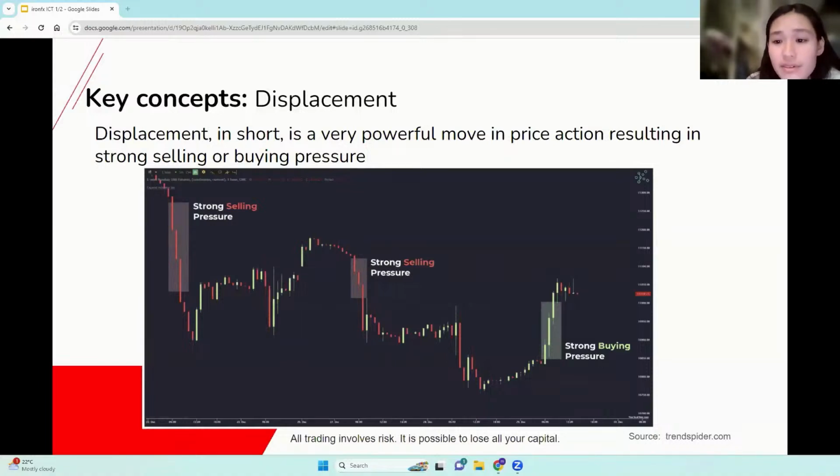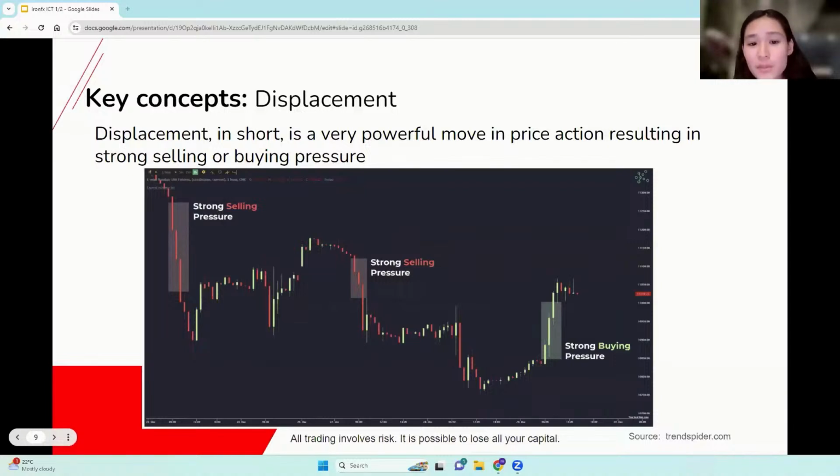These candles typically have large real bodies. You can see in the image here, your strong selling pressure would look like these candlesticks here, which have large real bodies and very short wicks. That suggests that there is very little disagreement between buyers and sellers. And if we are looking at strong buying pressure, like the one we see over here, similarly, the body of the candlestick is long, whereas the candle wicks are pretty short.